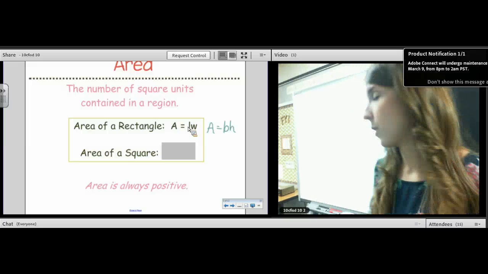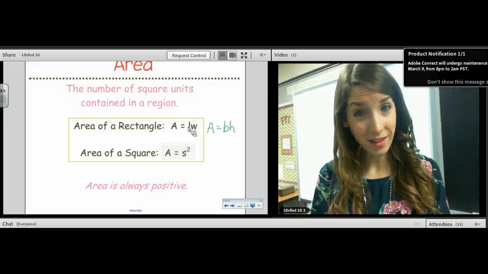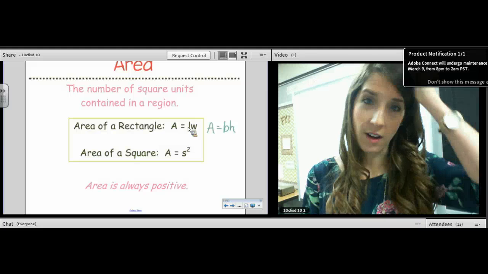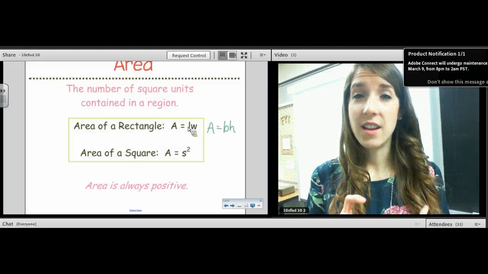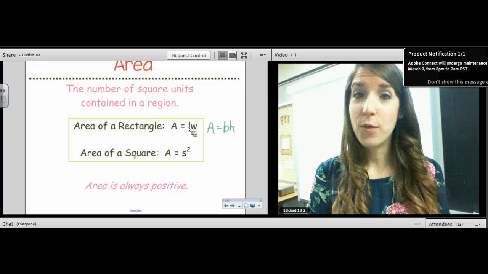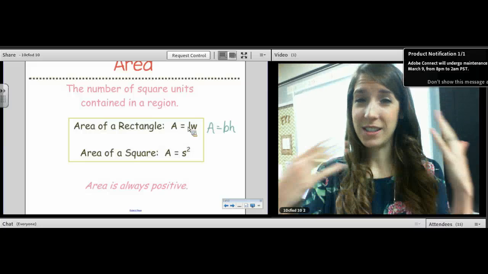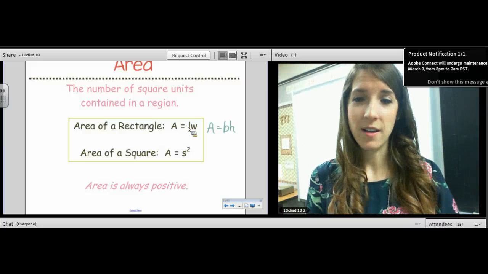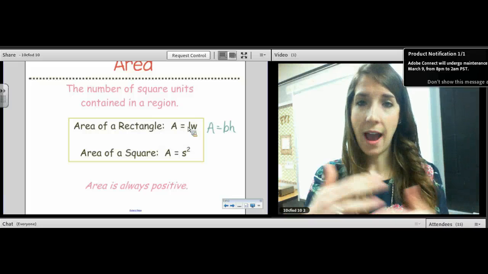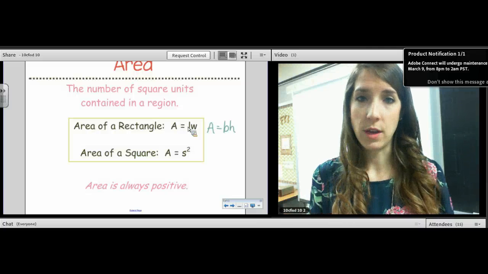And then area of a square, side squared. But on your formula chart, it's not going to say area of a square equals side squared. On the formula chart, it's going to assume that you know that a square is a rectangle, and therefore a square is going to be base times height. But we know the base and the height are the same on a square, and so it's just side squared. I just want to give you all the information about what you'll have when you're taking a test. You'll have the formula chart, but not all the formulas look like the ones that we are showing you right now.